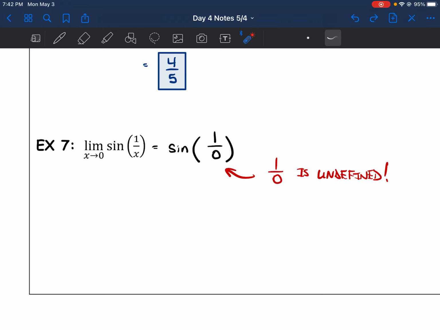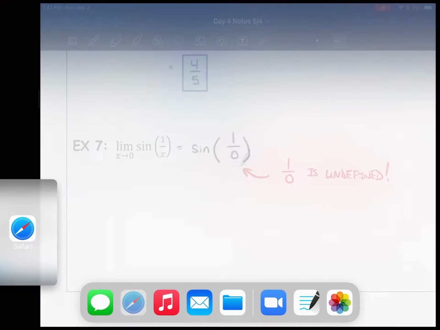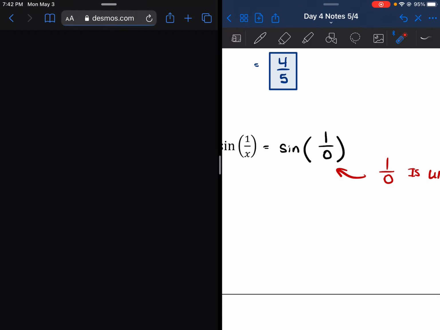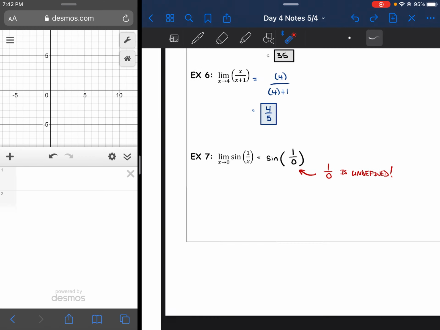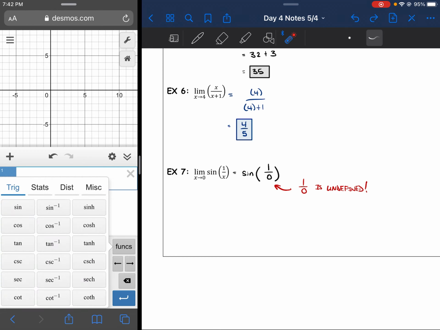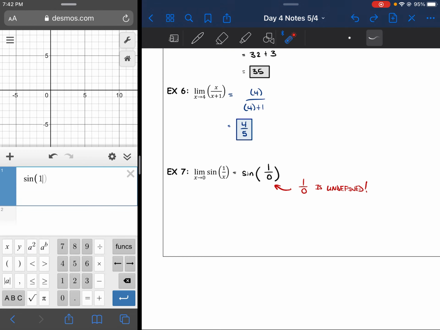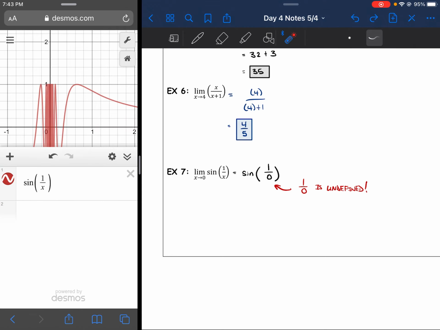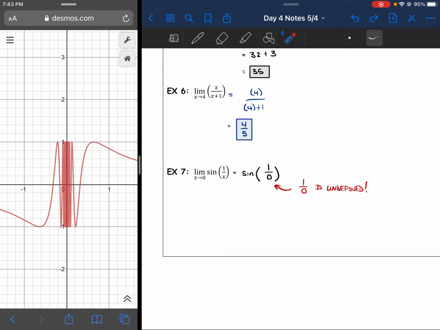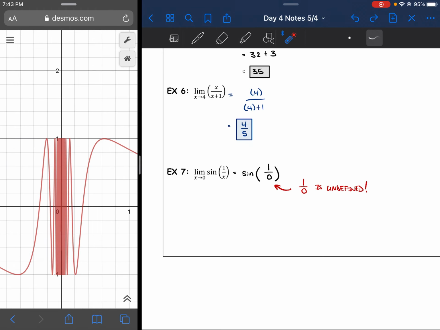So let's go ahead and graph the sine of 1 over x. Let's pull up a little Desmos graph, and let's type in the function sine of 1 divided by x. And what we get, if you look at the graph here, as we are approaching 0 on the x-axis, the y values keep bouncing up and down and up and down. And the closer we get to 0, the more the y values bounce up and down. We call this oscillating behavior.